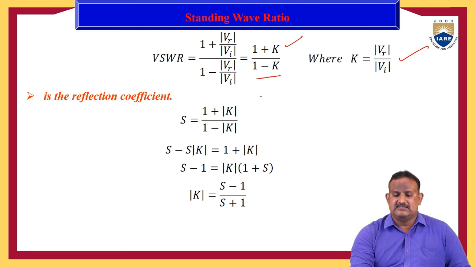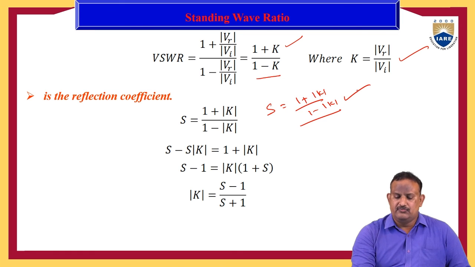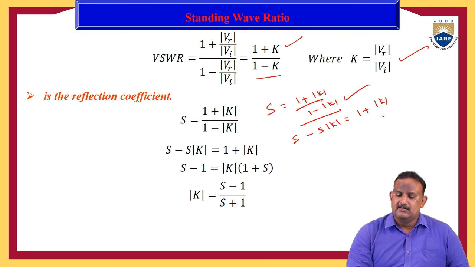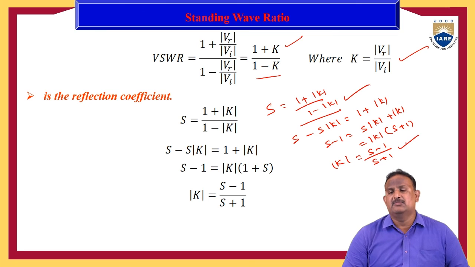Here VSWR is denoted as S. Therefore, S equals 1 plus mod K by 1 minus mod K. If we cross multiply the equation, it is S minus S into mod K equal to 1 plus mod K. Therefore, S minus 1 is equal to S into mod K plus mod K. If you take mod K common, it is S plus 1. Therefore, mod K is equal to S minus 1 by S plus 1.